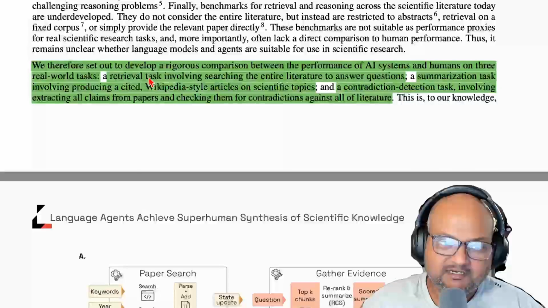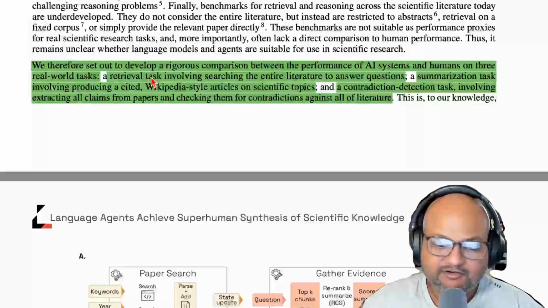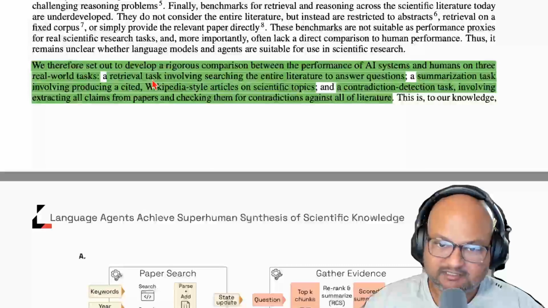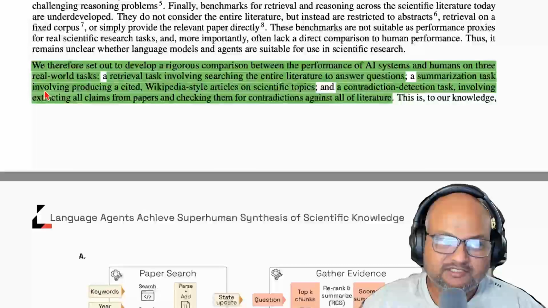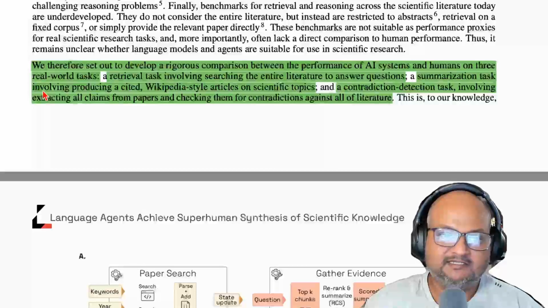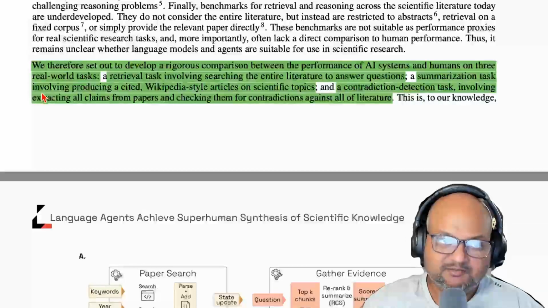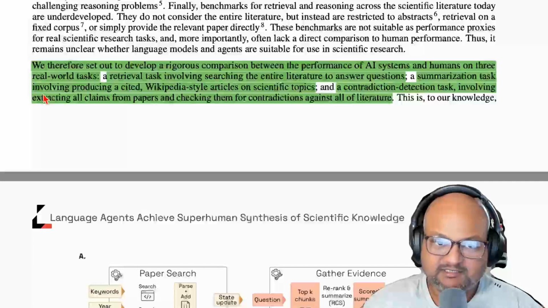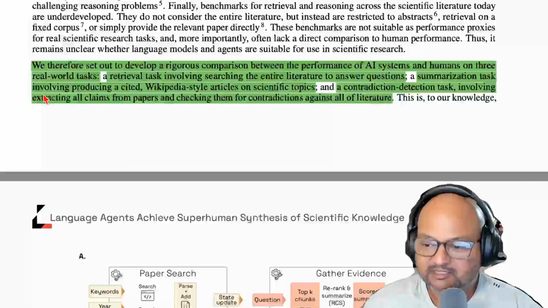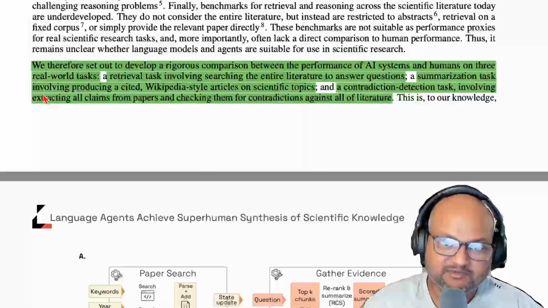The first one is retrieval and understanding. So you have to read and understand a large body of existing literature and be able to answer questions about it. Once you've done that, the second task is to summarize and synthesize a report or a summary which can cite all the relevant sources correctly and back up all the claims within that summary.